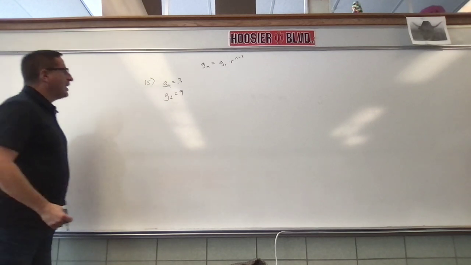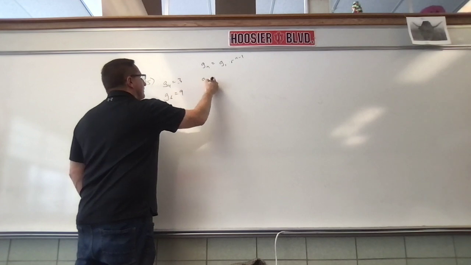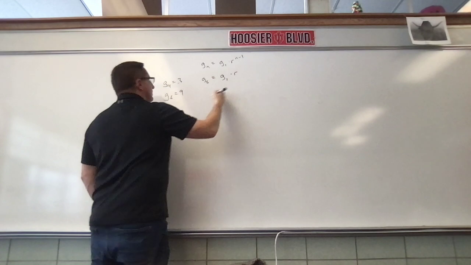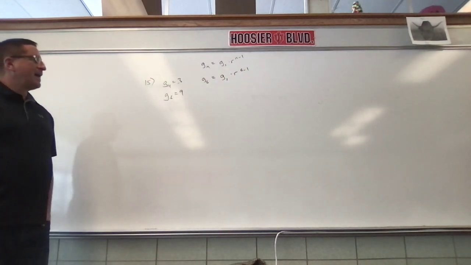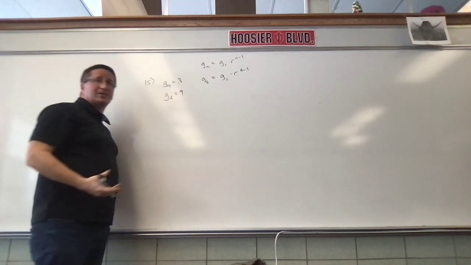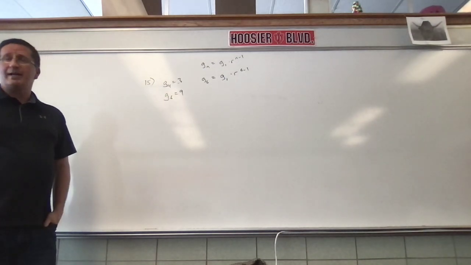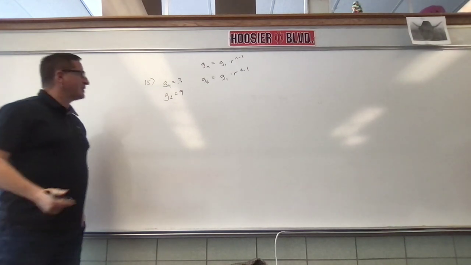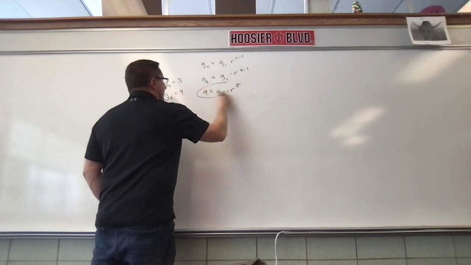So I'm going to plug in: g sub 6 equals g sub 1 times r to the 6 minus 1 power. Now underneath that, I could rewrite this. What could I put there instead of g sub 6? 9. Not g sub 9, 9. The 6th term is 9. So 9 equals g sub 1 times r to the 5th. I'm going to circle that.